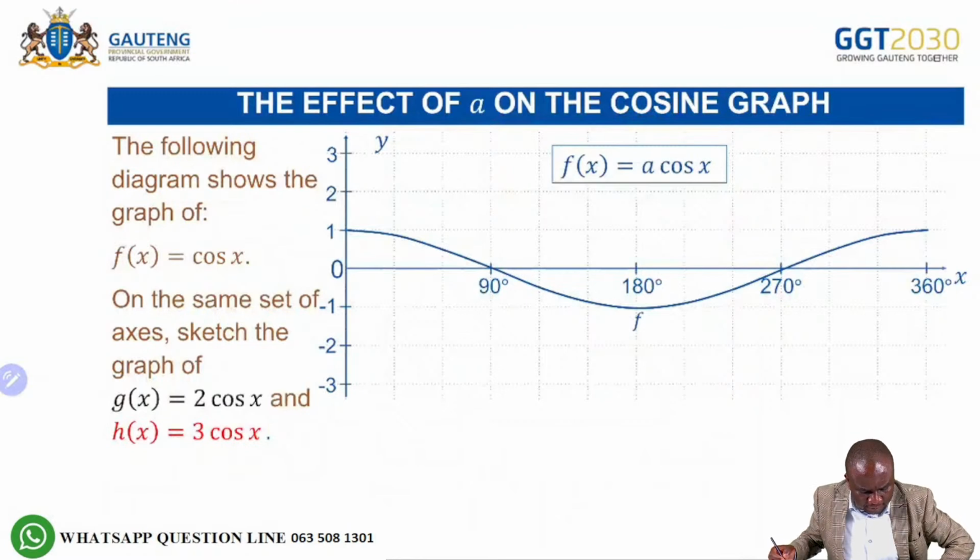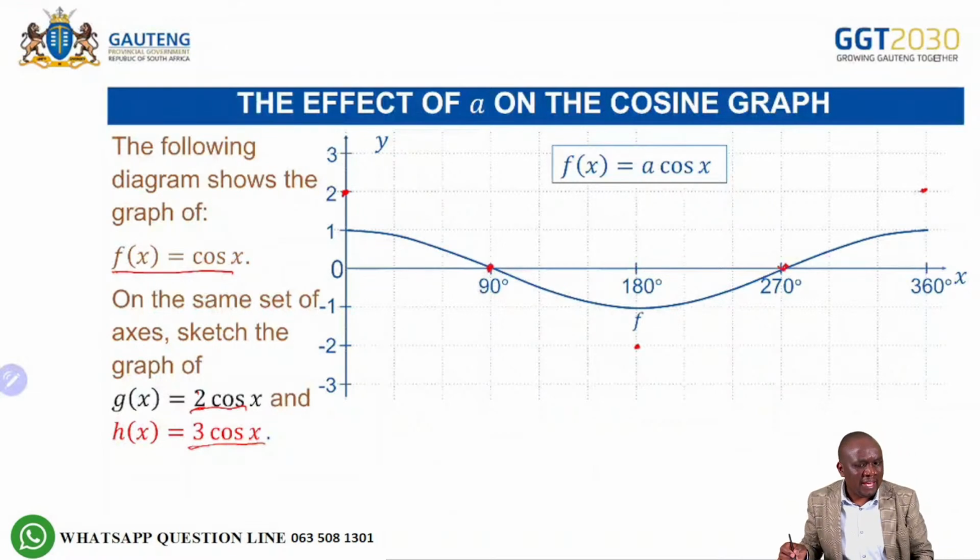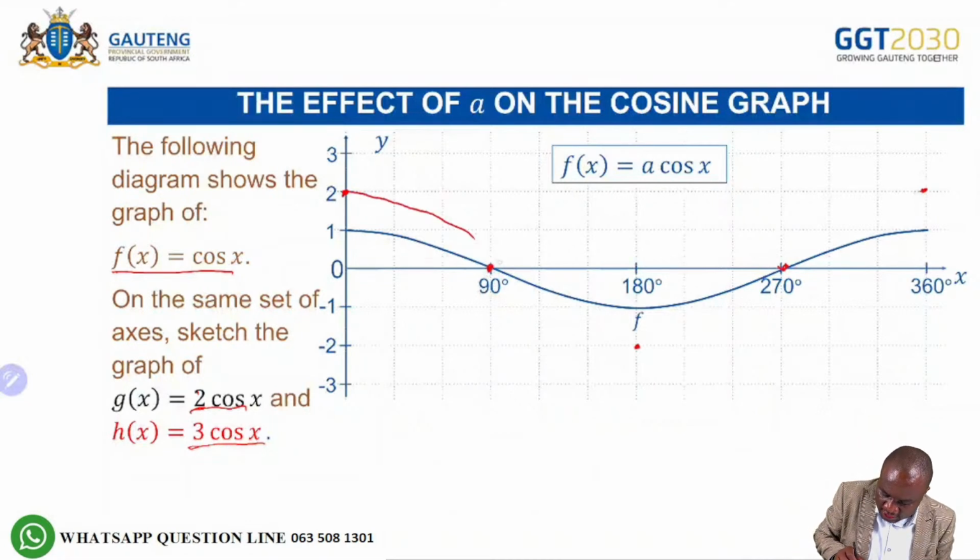The following diagram shows the graph of f of x equals cos x. On the same set of axes, sketch a graph of g of x equals 2 cos x and h of x equals 3 cos x. We know the effect of a, so it means 2 cos x is going to have 2 as the maximum, negative 2 as the minimum, and 2 as the maximum there. The x-intercepts are not affected by a. And then we just sketch our graph for 2 cos x.